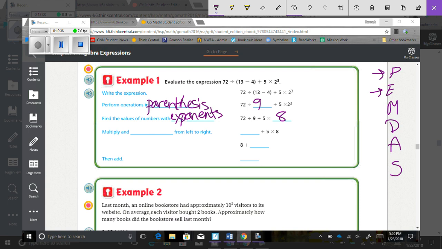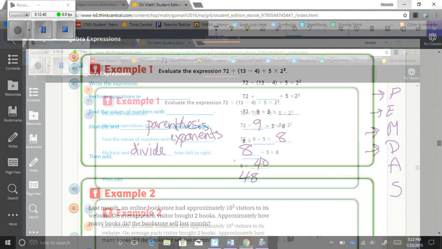Now we're going to multiply and divide from left to right, because multiply is next and then divide. So we're going to take 72 divided by 9, which is 8, plus, we're going to leave that plus there, we're not doing anything with it yet, and 5 times 8 is 40. So now we're going to take that 40 plus 8 and get 48. It is so important that you rewrite this expression every time you solve one more. Okay? I know it seems like a lot of extra work, but it is very, very important.